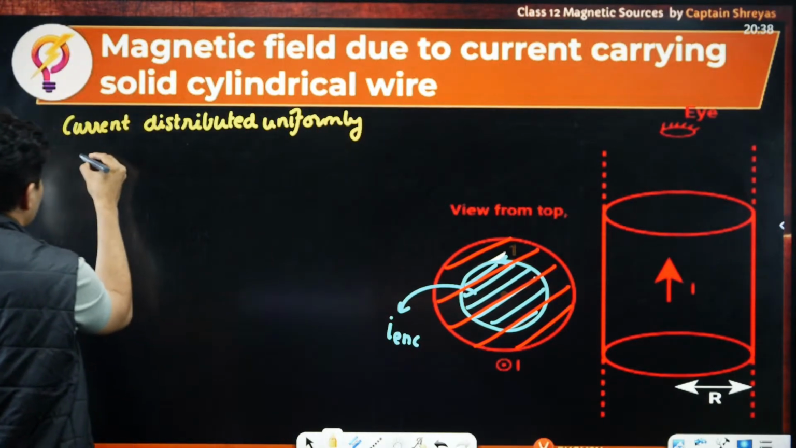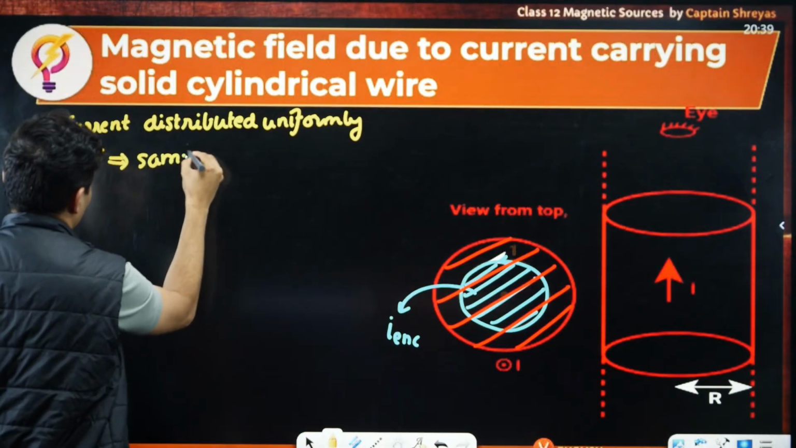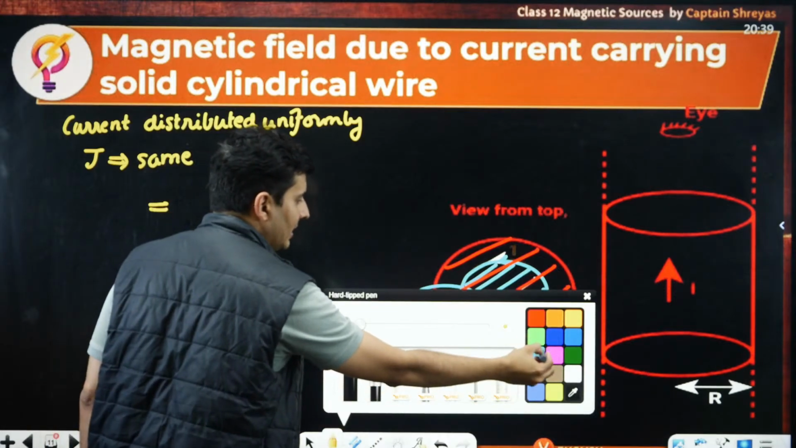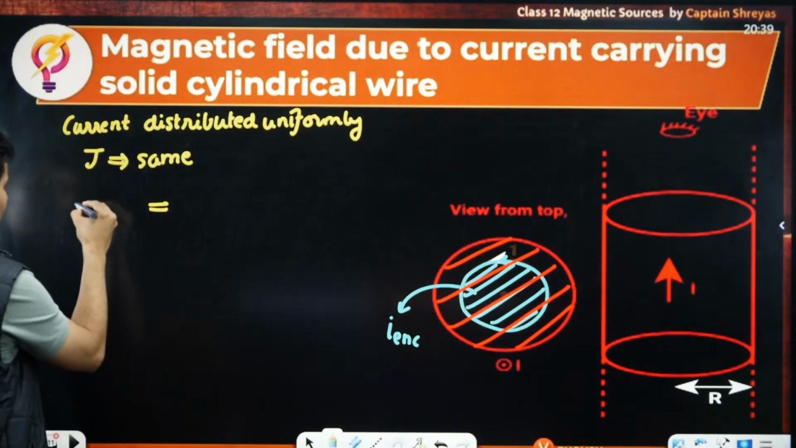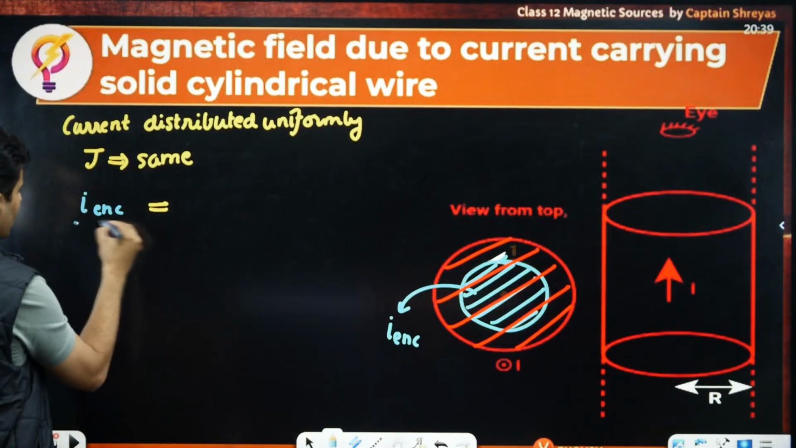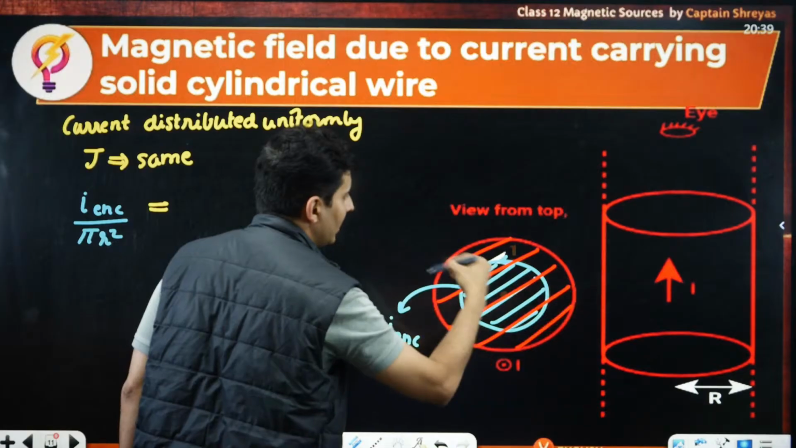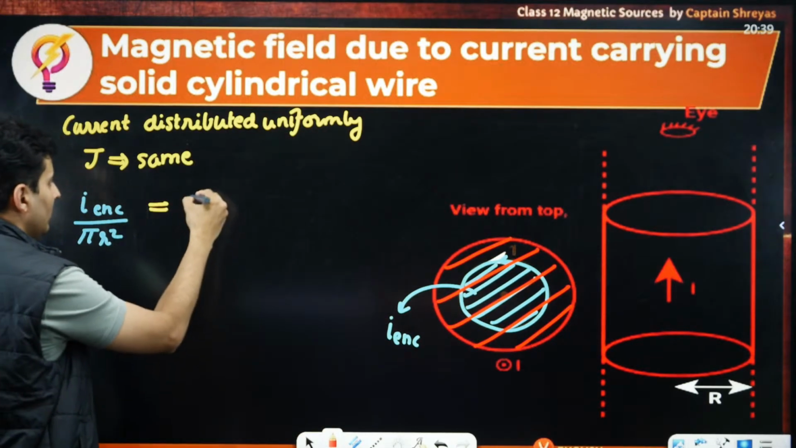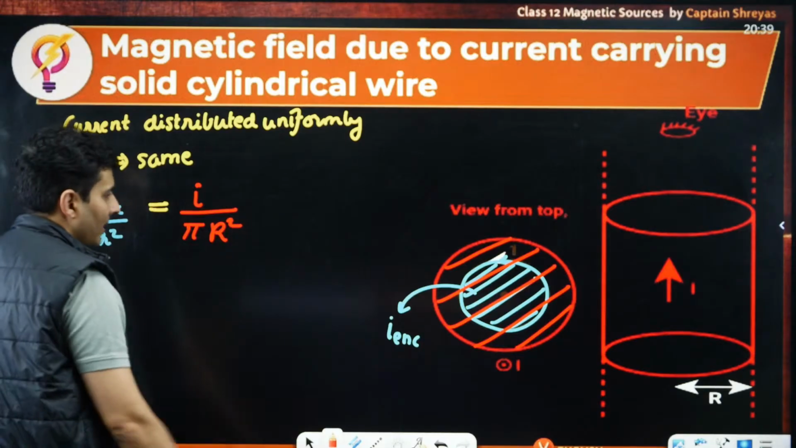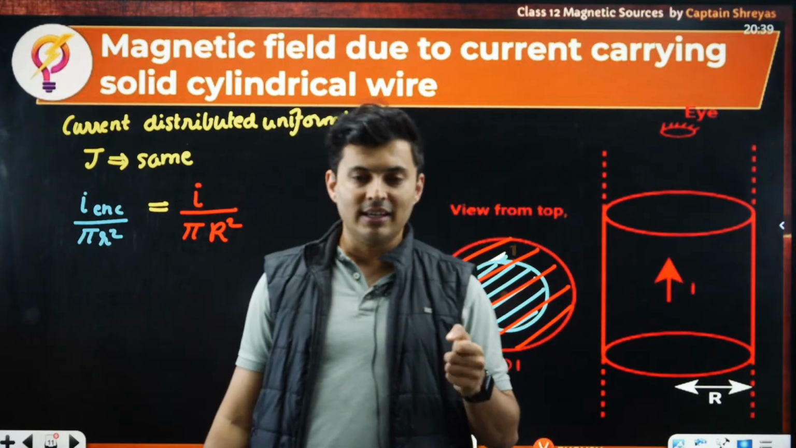So which means the current density is the same. Density of the current is the current by area. So if I take this blue area, the current is I enclosed, area is pi small r square. But if I take the whole cylinder, the total current is I and the total area is pi big R square. What is R? The whole big radius of the cylinder.